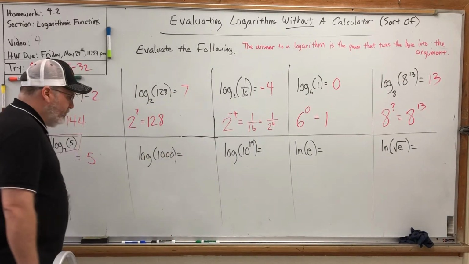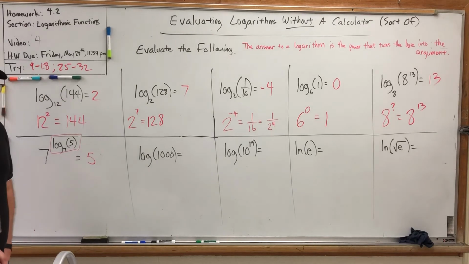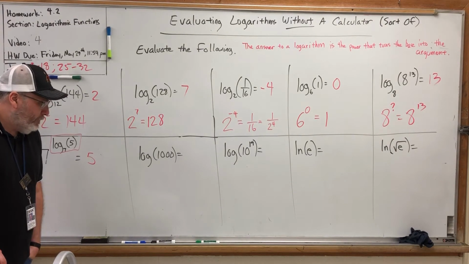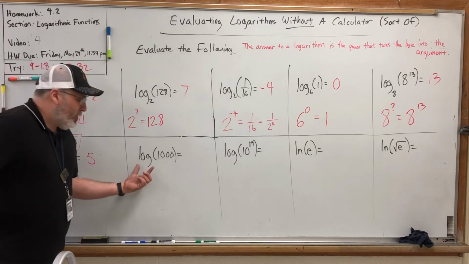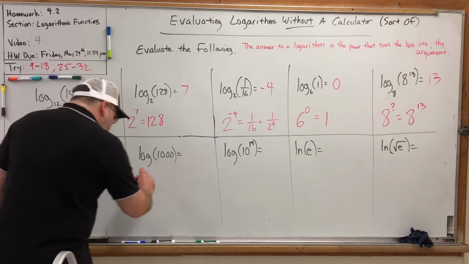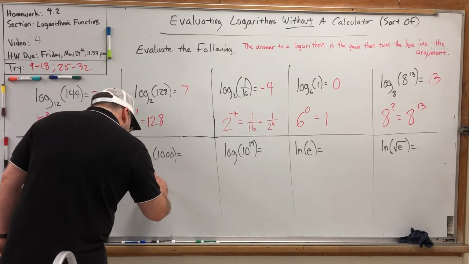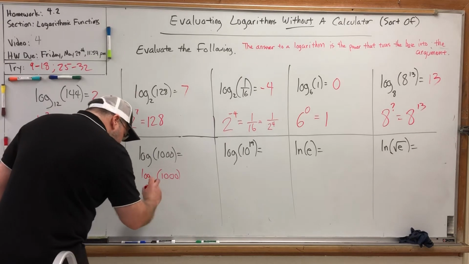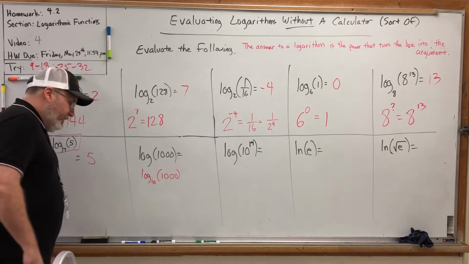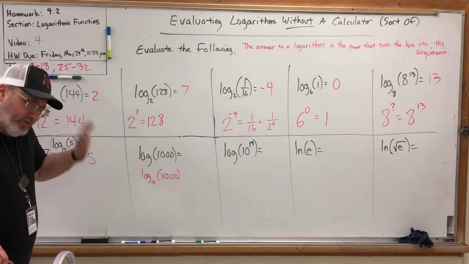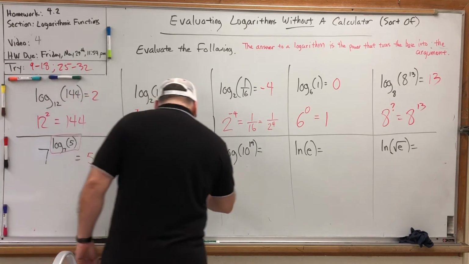Log of 1,000. Oops, I didn't write a base. There's no oops to it, I did that on purpose. Remember, log without a base is called common logarithm, and what is its implied base? Base 10. So I could rewrite it as log base 10 of 1,000. It's a little unnecessary because without the 10 it means 10, but sometimes it helps to physically see the base.